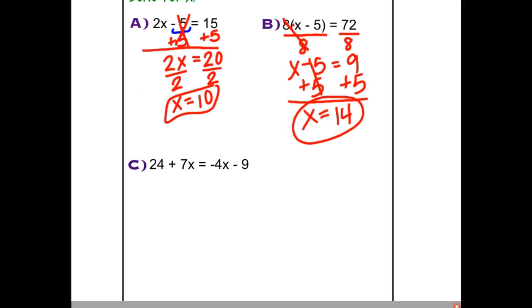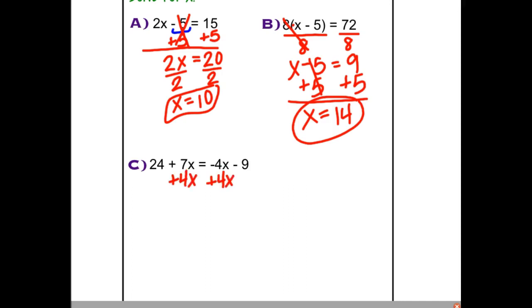So C is 24 plus 7x equals minus 4x minus 9. Now we know what we need to do. We need to figure out what x is. So we can do a couple different things. We can take the negative 4x and add it to the left-hand side, or we can take the positive 7x and move it to the right side. I don't like using negative numbers, so I'm going to take the negative 4x and add it to the left side.